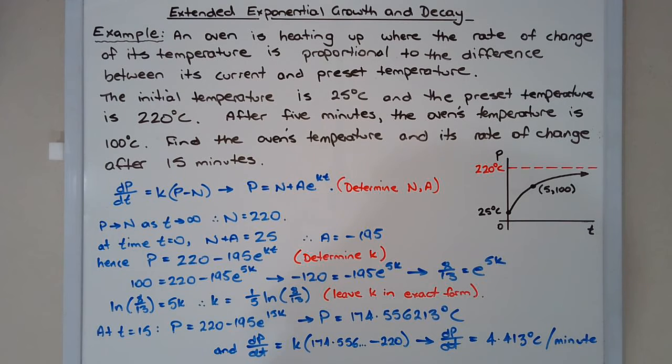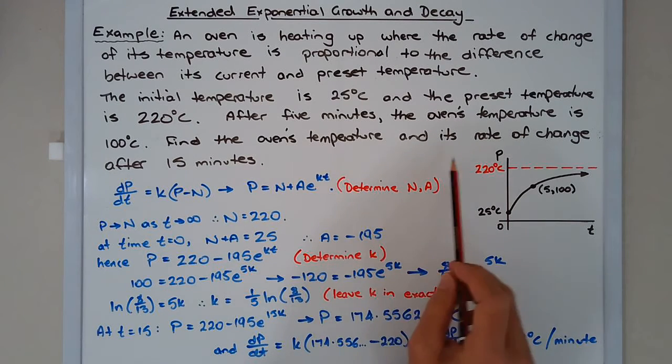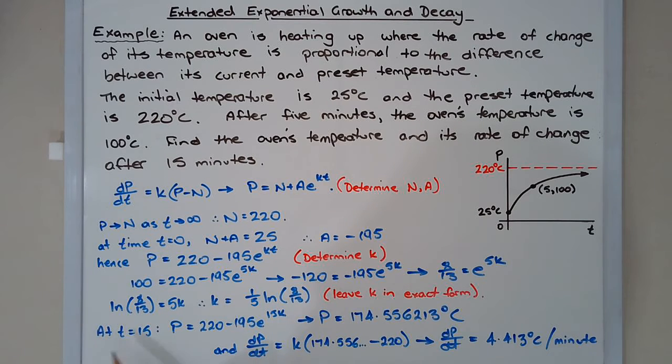Now at t equals 15, because we're interested in the oven's temperature and its rate of change at the 15-minute mark, we're going to substitute t equals 15 into our exponential growth and decay equation. So P equals 220 minus 195 multiplied by e to the power of 15k. Now we have the value for k already. So evaluating this, we get P equals 174.556213 degrees Celsius, or roughly 175 degrees Celsius.